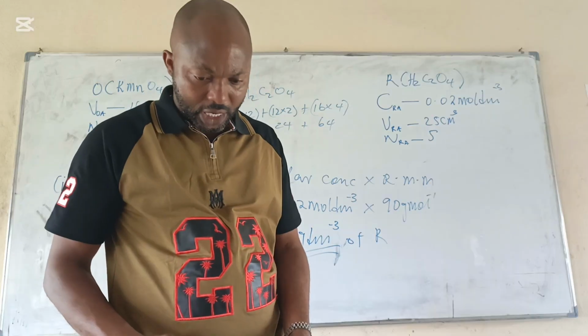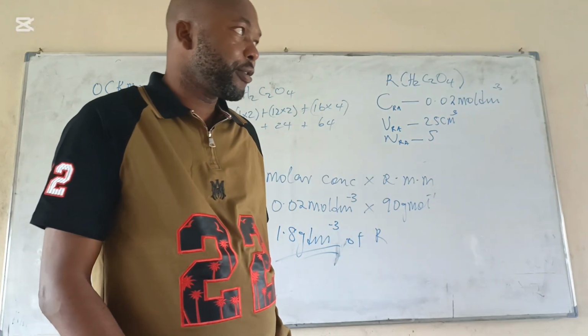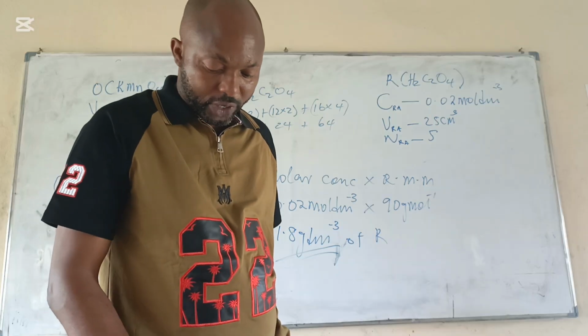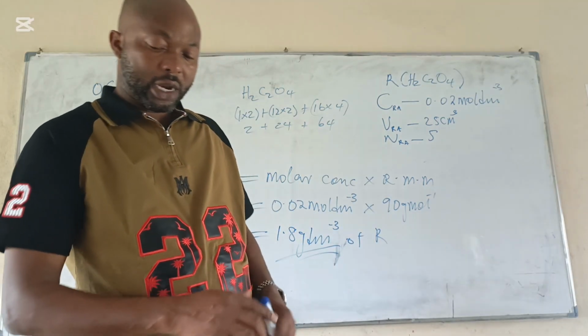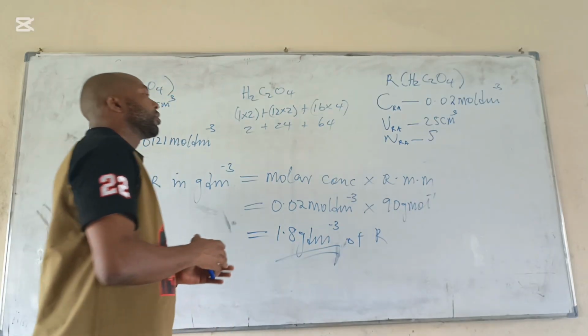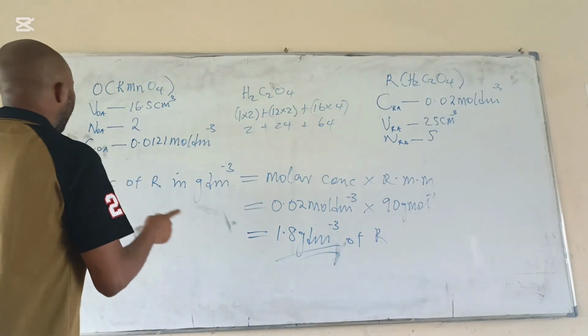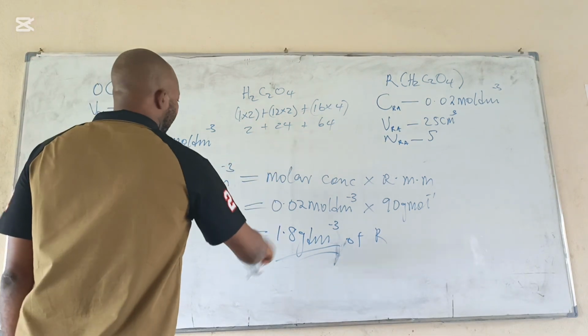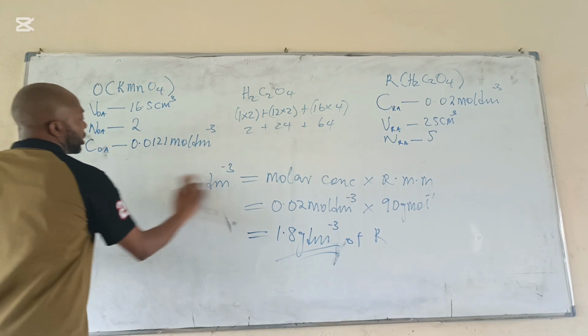Okay, the next question says the amount of O in the average volume of A used. Yes, the amount of O in the average volume of acid used. Let us see how to do that. So I'm done with this, and that's my answer. So let's proceed to get the amount. The third question.